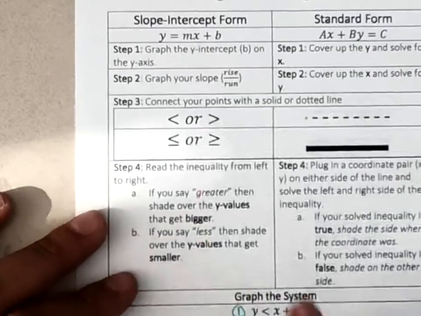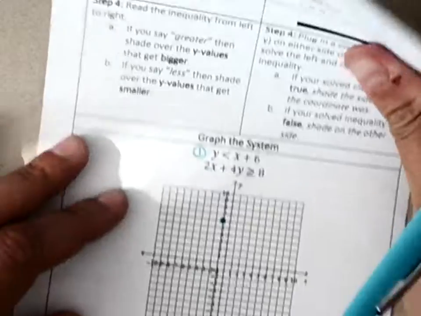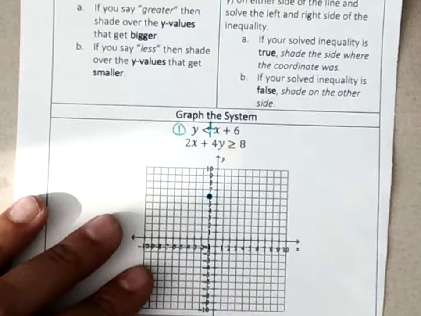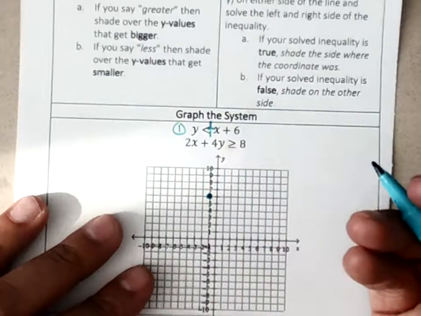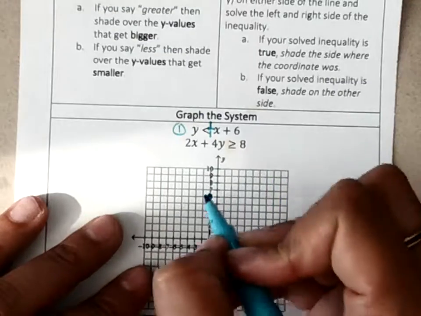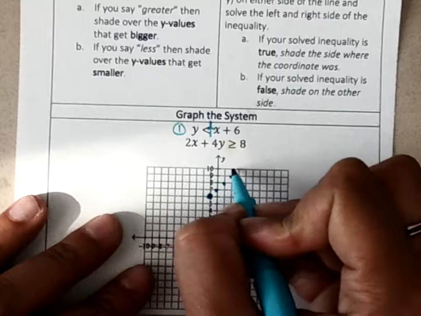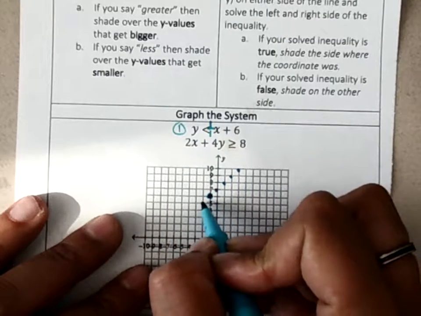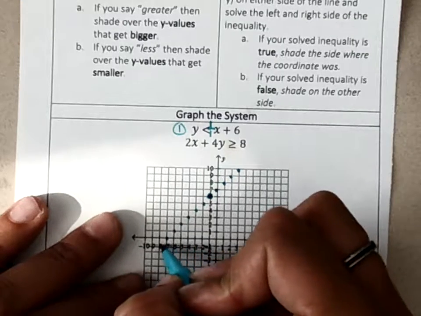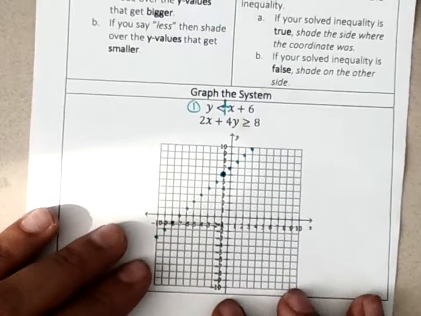My second step is to graph my rise over my run, or my slope. I know that my slope is 1, and I'm going to make it 1 over 1 so that there's a rise and a run. It's positive, so I know I want my line to go up. So I'm going to go up 1 over 1, up 1 over 1, and down 1, left 1. And I'm going to do that throughout my entire graph.